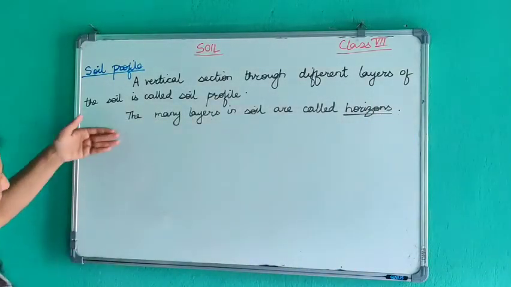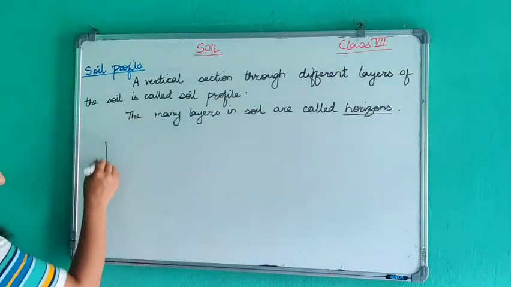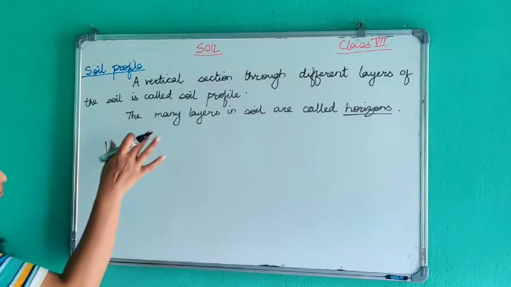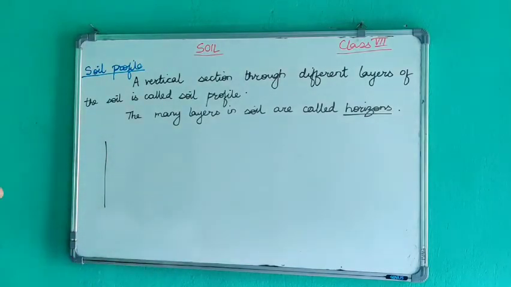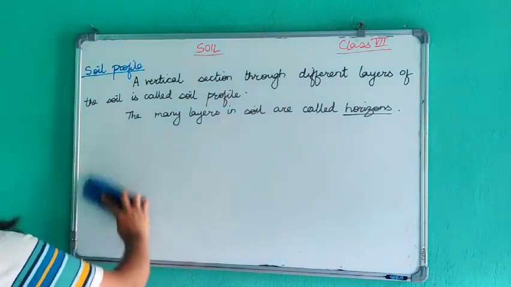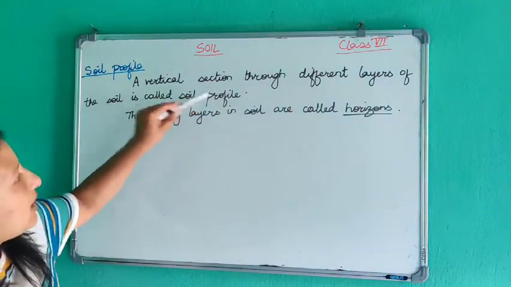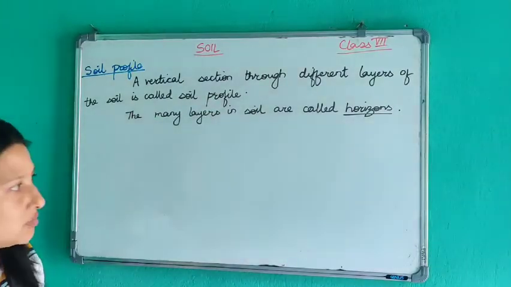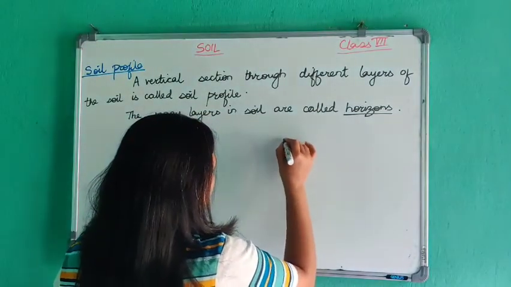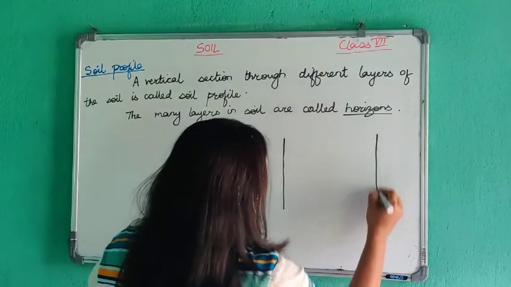Vertical section भनेको यस्तो ठाडो. ओके, vertical भनेको यस्तो ठाडो. So जब पनि कुनै एउटा ठाउँमा खाडल खनेको छ भने you will see that the soil is composed of many layers, and that layers is called soil profile, or it can also be called horizons. Okay, so soil profile कस्तो हुन्छ? I will draw a diagram over here.